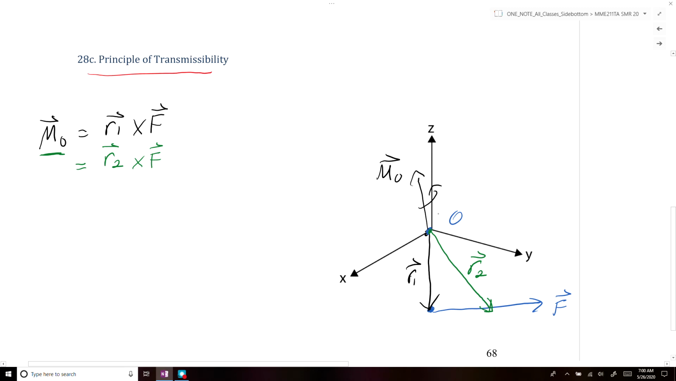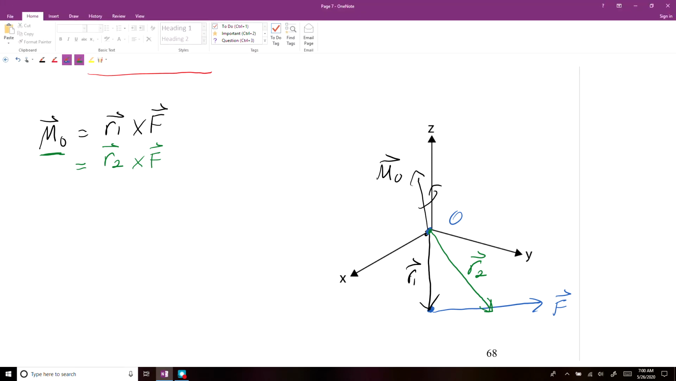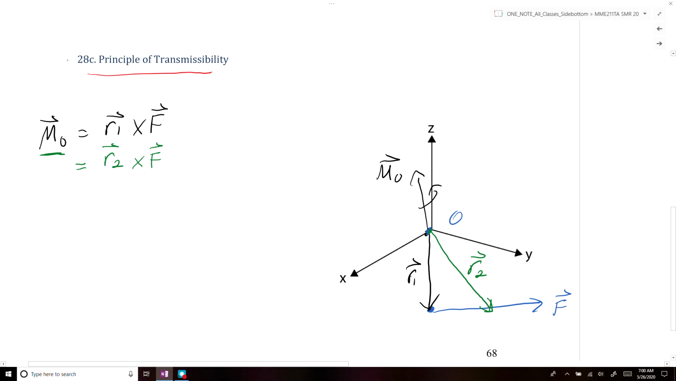The last one, we could also define at another point, so this should be r3. As long as it starts at the origin point and ends along the force vector, you are totally fine to define the position vector at any point along force F. All three of these would generate the same Cartesian vector. So pick the position vector that makes your calculations the easiest, as long as it lies along the force vector.